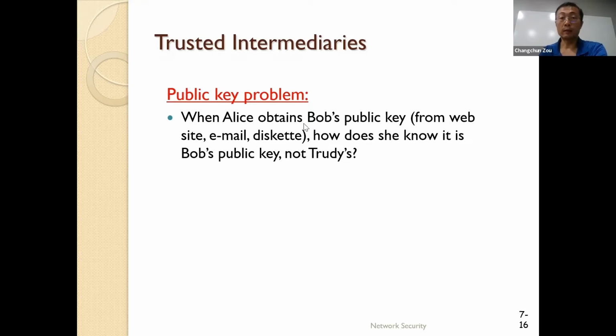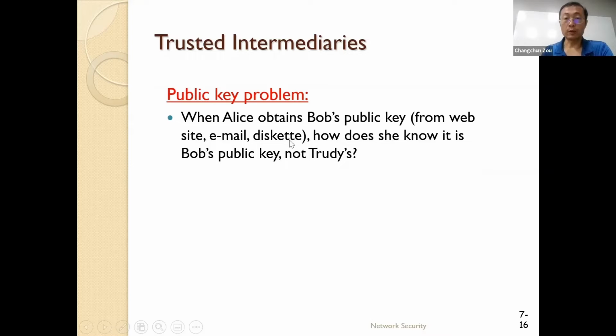So when Alice obtains Bob's public key from, for example, a website, an email, or a disk, how does she know that it is Bob's public key, not the attacker's? Because an attacker can set up a fake website and say that this is Bob's public key. An attacker can send a fake email to Alice, claiming that it is from Bob and this is Bob's public key. So for public key distribution, even though we don't need to worry about secrecy anymore, there is still some issue here.